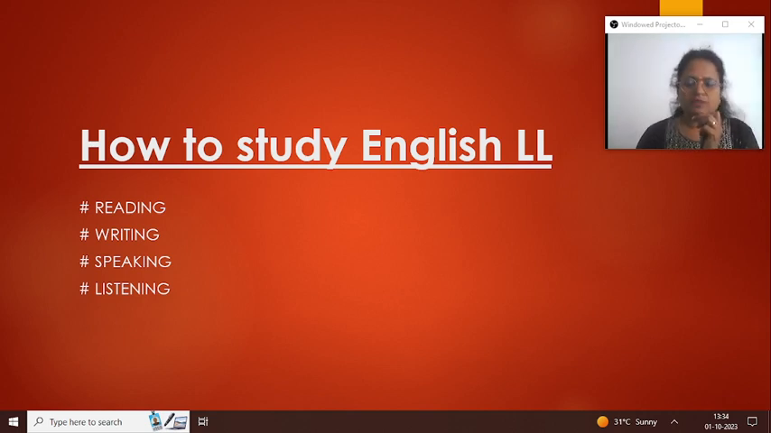Any language is based on reading, writing, speaking and listening skills. As much as you listen, you'll be able to speak. The question paper that you are going to attempt for the term 2 examination will be based on your reading skills and writing skills. Critical thinking also, it's going to focus on.